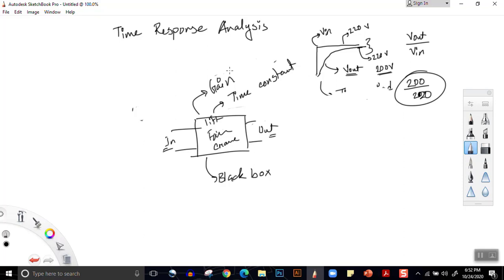So if we know the gain and time constant of the system, we do not actually need to care what that system is. It may be a lift, it may be a fan, it may be a crane, it may be anything else in the world. It may be an AC as well. We do not need to care about it. As soon as we know the gain and time constant, we basically know everything about the system, and we can control the system in different kinds of ways.